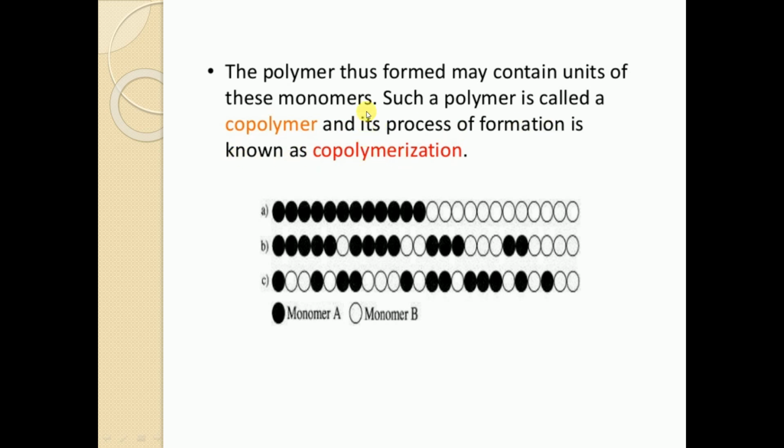So I have told you in a very simple language that the resin is formed by 2 or more chemically different monomers. See, the resin formed by 2 different monomers: this is monomer A, monomer B. When these are combined, it forms the copolymer, and the process is known as copolymerization.